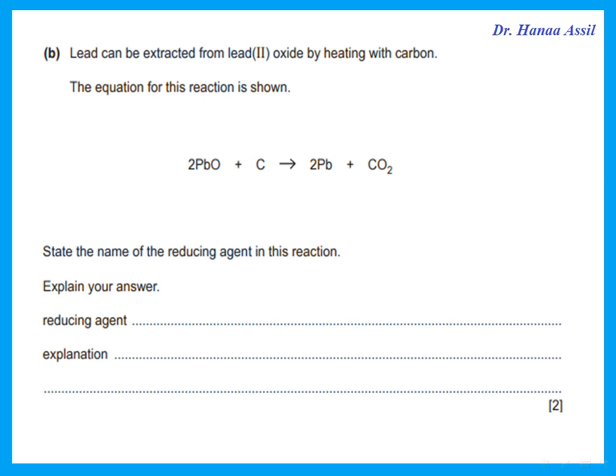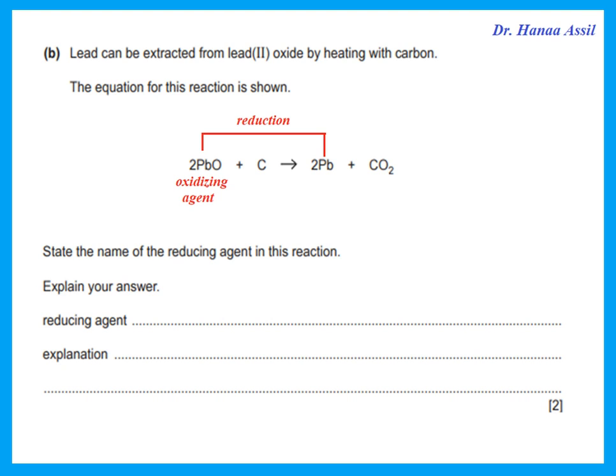Lead can be extracted from lead oxide by heating with carbon. State the name of the reducing agent in this reaction. Now, this is a redox reaction, because it involves both oxidation and reduction. Now, where is the oxidation? Where is the reduction? The lead oxide changed to lead. So this is reduction. The one that has been reduced is the oxidizing agent. So the lead oxide is the oxidizing agent.